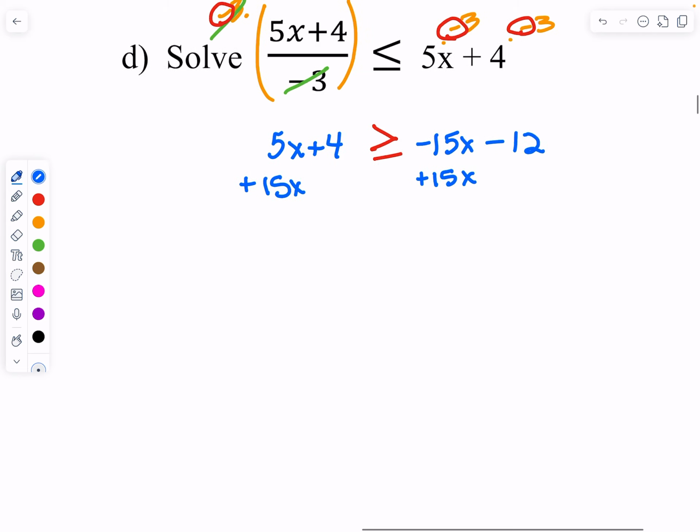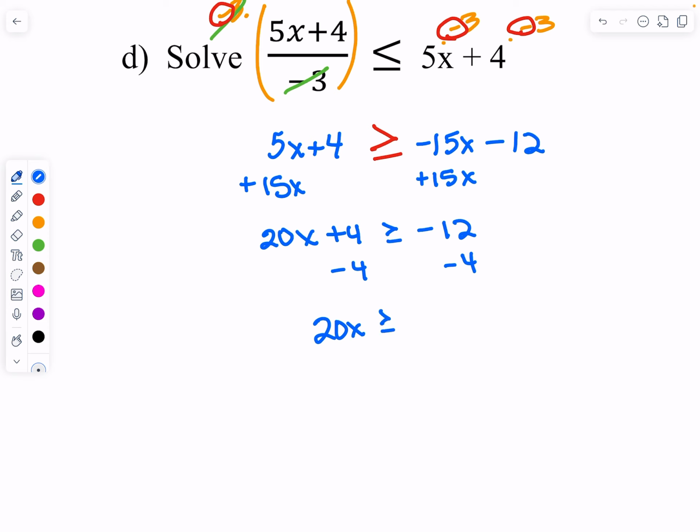Combine it with the other 5x. So I'm going to get 20x plus 4 is greater than or equal to 12. I did not have to do anything with my inequality there because I was just subtracting. Now I subtracted 4, so I get -16. And last but not least, I'm going to divide by 20. So I get x, and I'm going to go ahead and reduce that. I'm going to divide by 4, so I'm going to get -4/5.